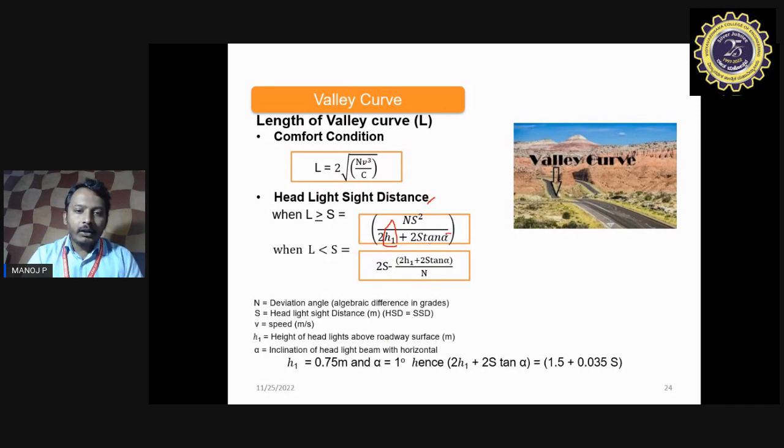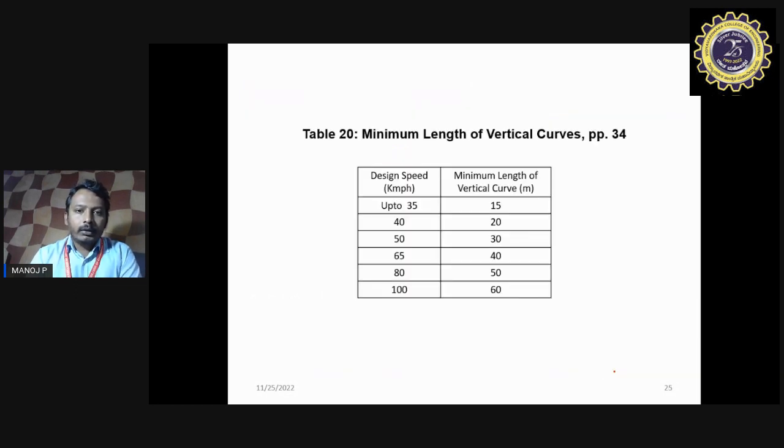And what is this alpha? Alpha is the headlight beam of a vehicle, at what angle it is inclined. Normally the headlight will be placed at 0.75 meters above the road surface, and the beam will be at 1 degree. So this term, 2h1 plus 2S tan alpha, will be equal to 1.5 plus 0.035. This is the minimum length of the vertical curves.